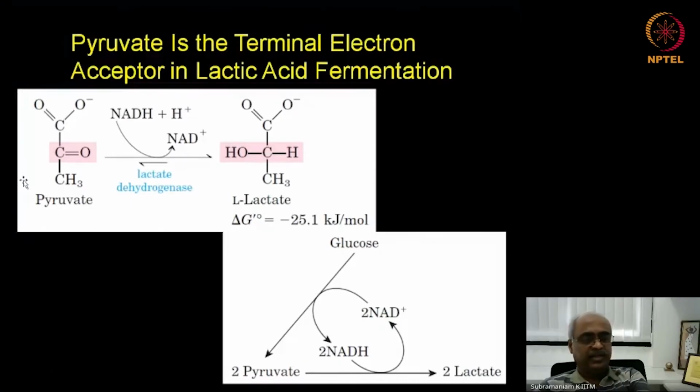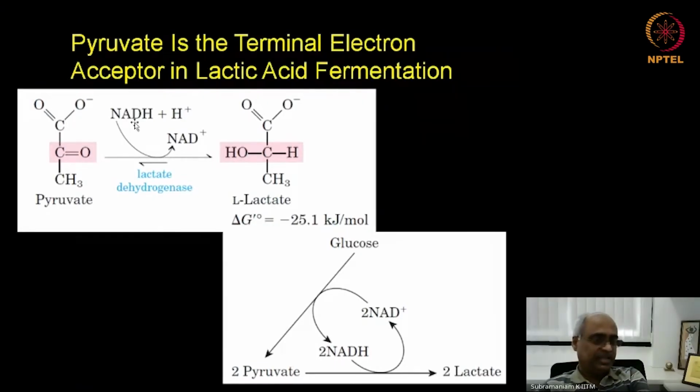So the glucose entering glycolysis comes to pyruvate, and at the end of glycolysis, pyruvate gets reduced to lactic acid. This reduction uses NADH, and in that process NADH gets oxidized. Remember, at the earlier step, glyceraldehyde 3-phosphate dehydrogenation to produce 1,3-bisphosphoglycerate, we generated NADH.